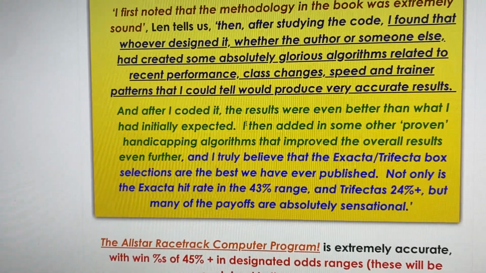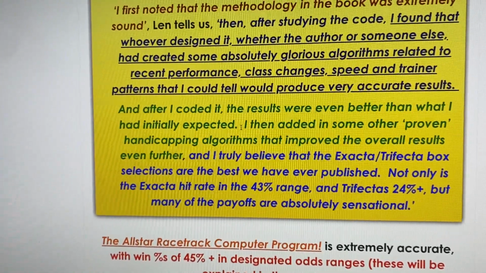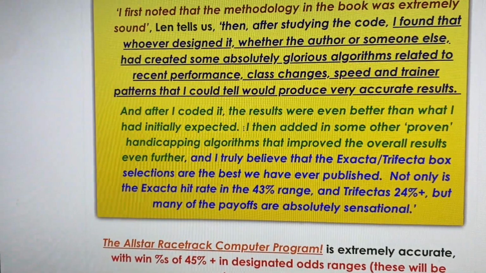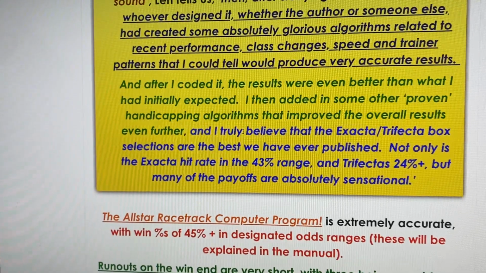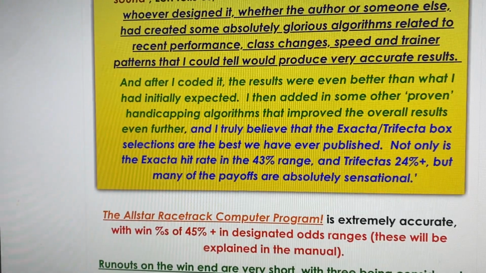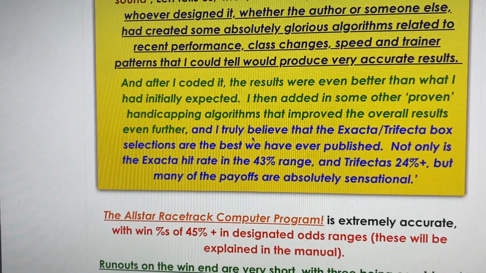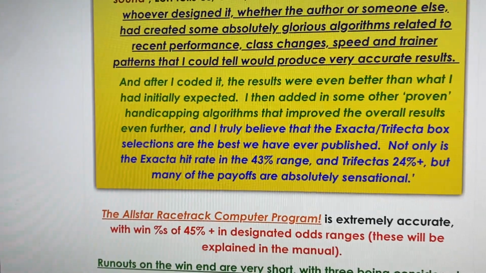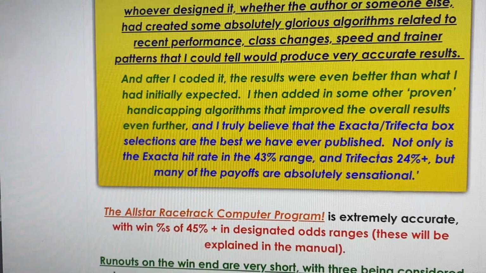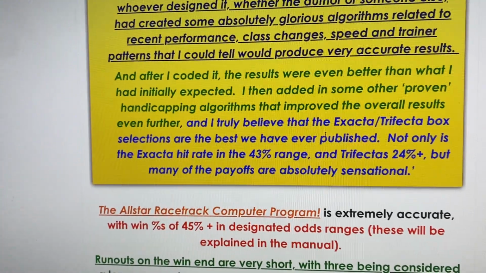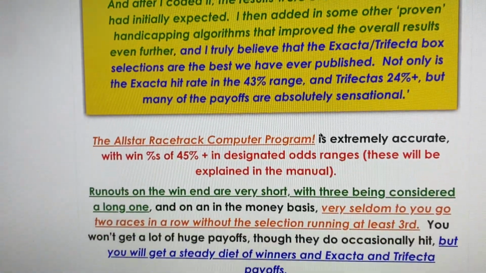And after he coded it, he usually added his other little factors that he likes to add into every program. And he said it improved the overall results, and I truly believe that the exacta trifecta box selections are the best we've ever published. You get about a 43% hit range on exactas, 24% on trifectas, and some of them are really good prices.